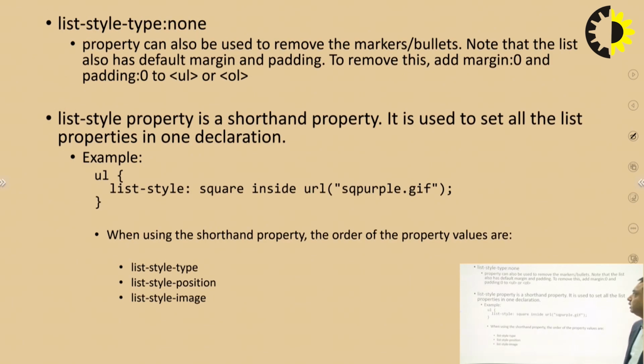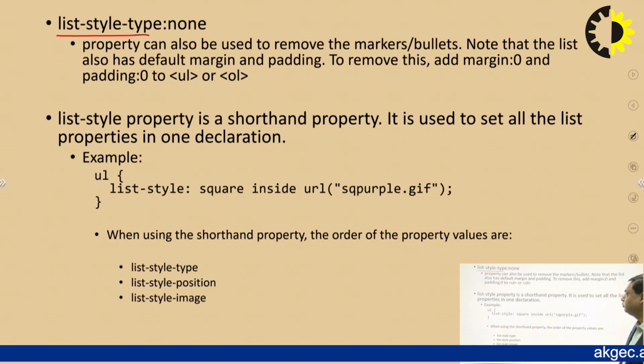Next is list-style-type. If you are not interested in displaying any marker, then the best way is to give the value none in list-style-type, and no marker will be displayed, only the content will display.